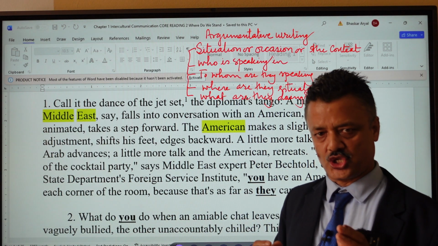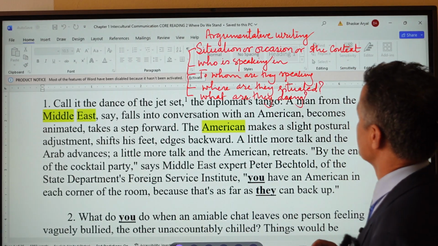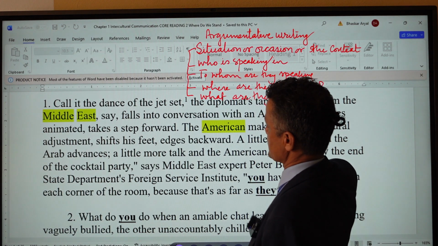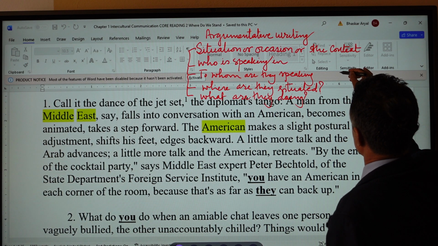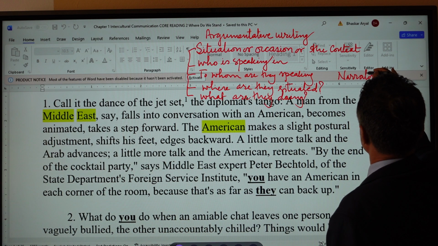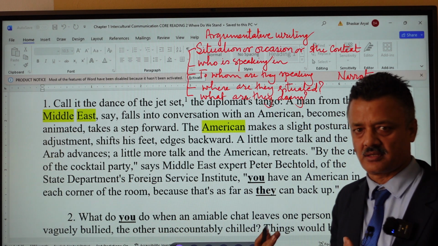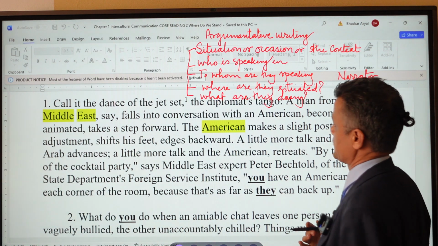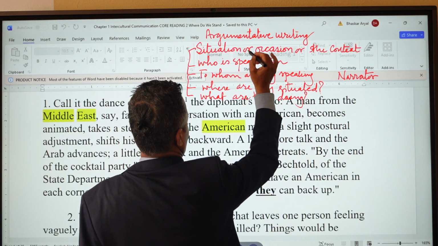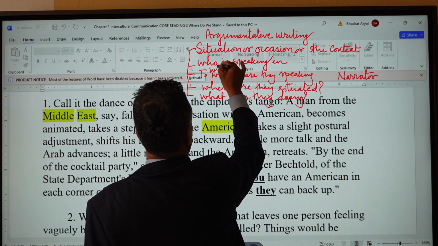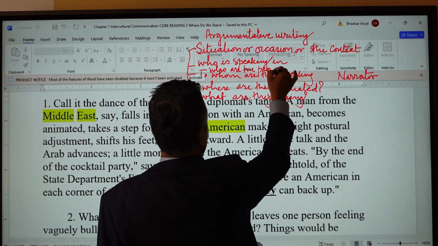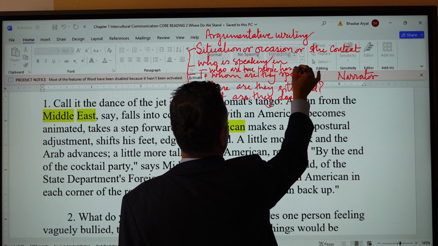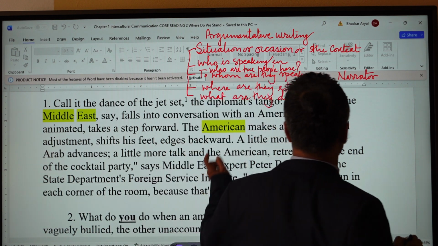So let's analyze the situation in this paragraph. So first, who is speaking? So let's say there is a narrator who is telling us things here. Besides that, let's ask a question like, who are the people here? A second question. And let's answer the question.